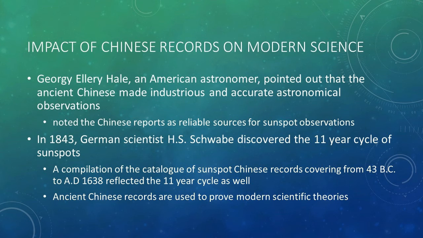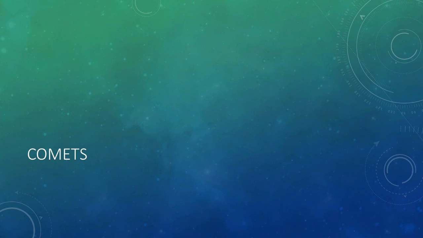From 43 BC to 1638 AD, there's this pattern that every 11 years there will be sunspots on the sun. And this was very important evidence for this modern scientific theory. And from here we can see how ancient Chinese records can be used even today to prove modern science theory.